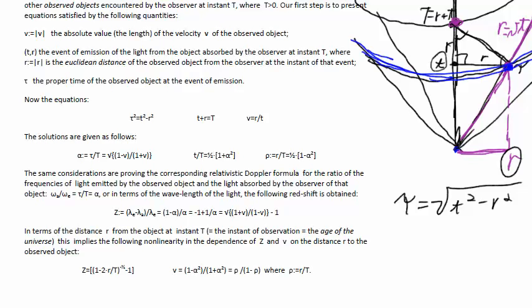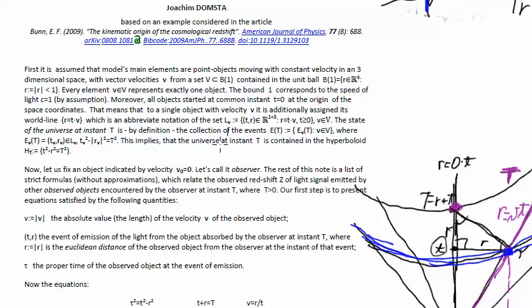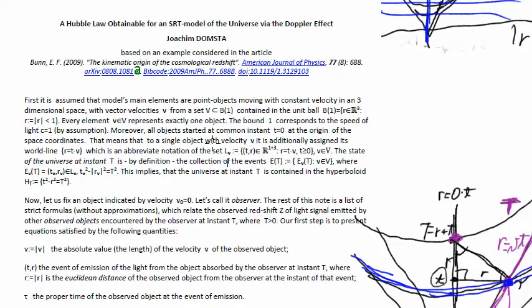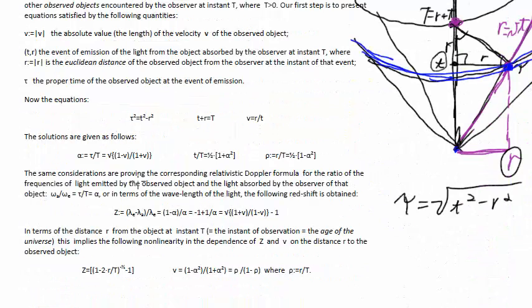So I'm continuing with Joachim Domsta's paper, and I'm sorry if I mispronounce the name. Hubble law obtainable for SRT model of the universe via the Doppler effect. Very short paper. In my last video, I got up to this rho value and alpha value.